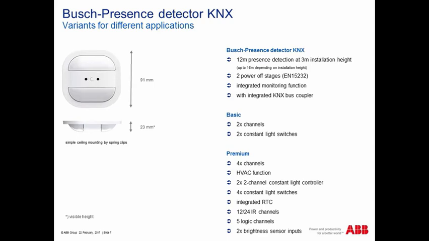The next one is the presence detector, not the mini one. The, let me say in brackets, basic size one, or the regular size one. The application is completely the same. The only difference is that you have 12 meter presence detection at a 3 meter installation height. And here the visible height is a little bit more. Here we are talking not about 60 millimeter, here we are talking about 23 millimeter, but still very, very flat.